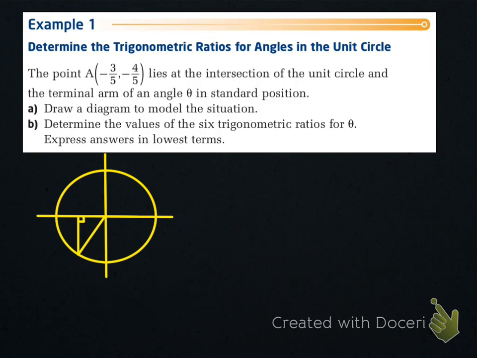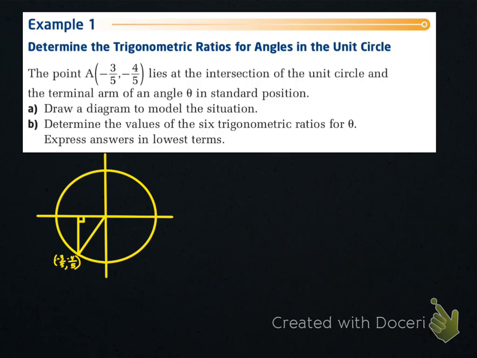So what we're going to do here in example 1 is determine the trig ratios for angles on the unit circle. And the point A is at (-3/5, -4/5). Now what we want to do is to draw a model and determine the value of our 6 trig ratios. Here we have -3/5, -4/5.